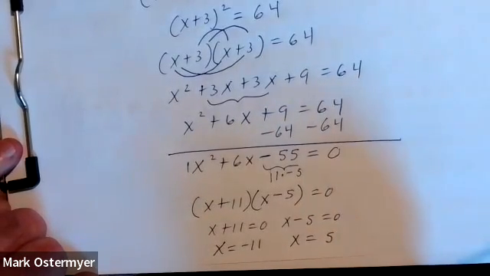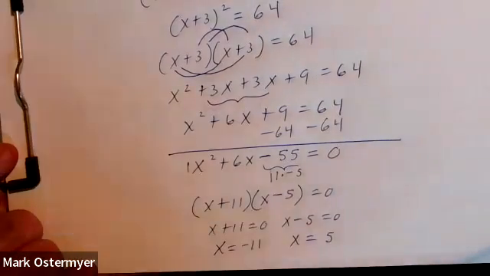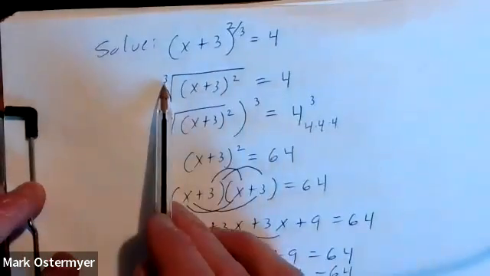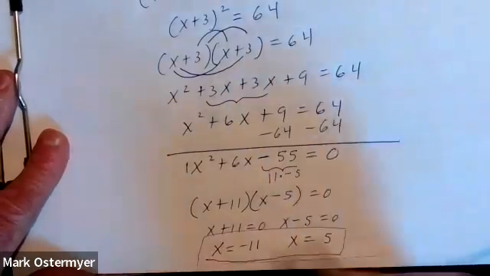Now, ladies and gentlemen, this was a cubed root equation. Because it's a cubed root equation, we do not have to check our answer back into our original equation, because this is really a cubed root equation, not a square root equation. And so we have two solutions, and there they are, negative 11 and positive 5.